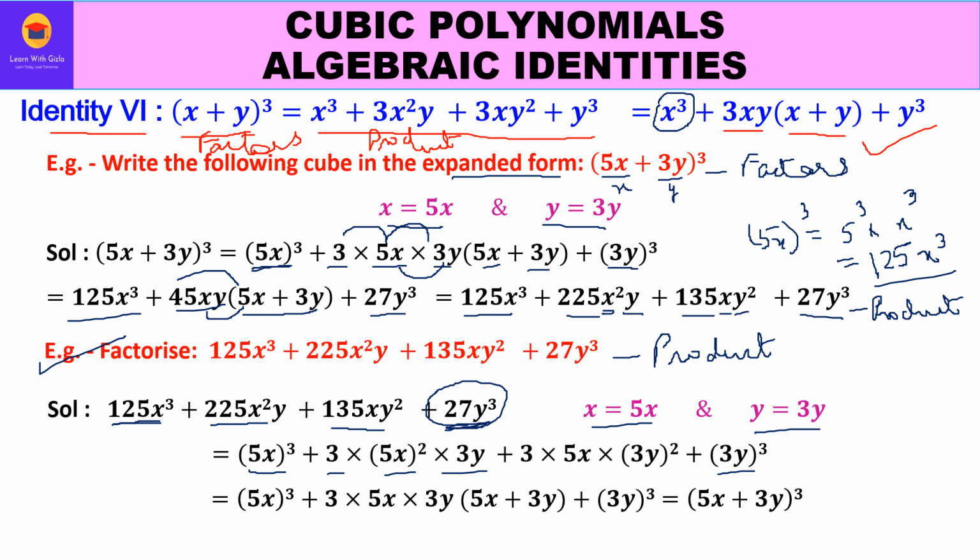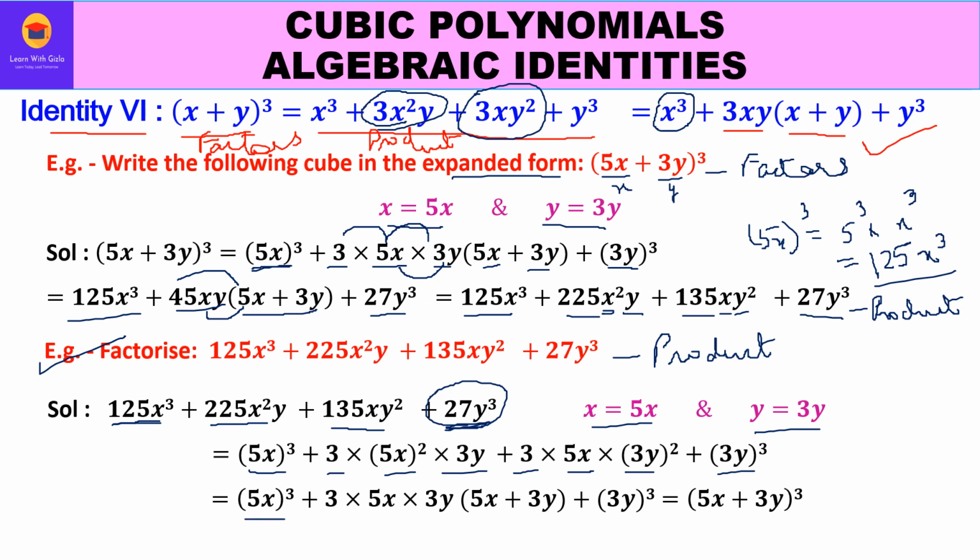If you compare it with the identity, 3x square y, right? After that, we have 3xy square. So write down accordingly 3 into x into y square, right? Then we have y cube, and y cube is 3y whole cube. Now simplify, or you can take common over here also, because the way in the identity I have explained that 3xy can be taken common. In the same way over here we have taken common.